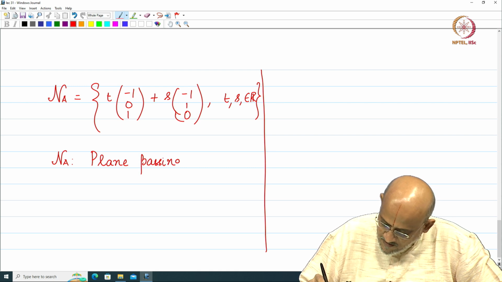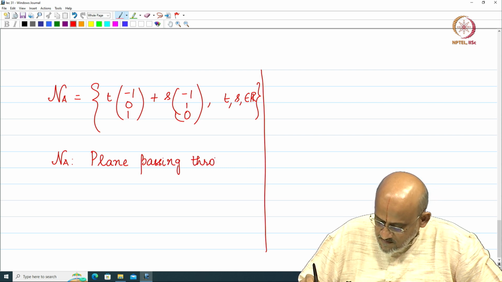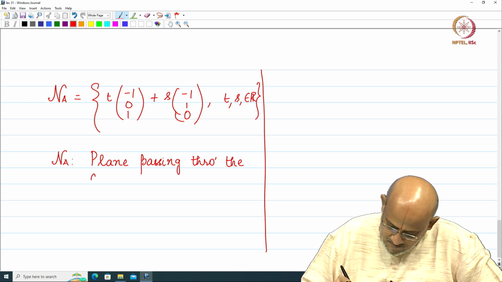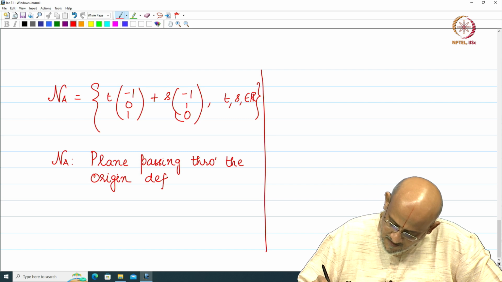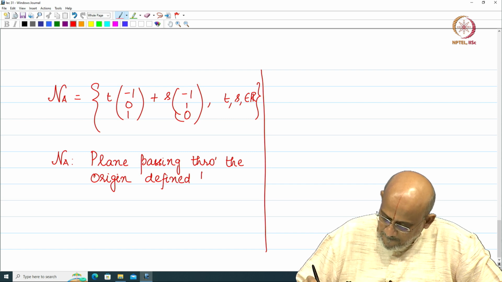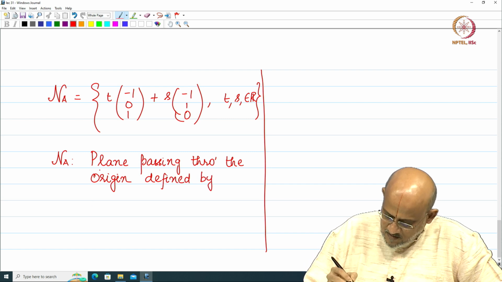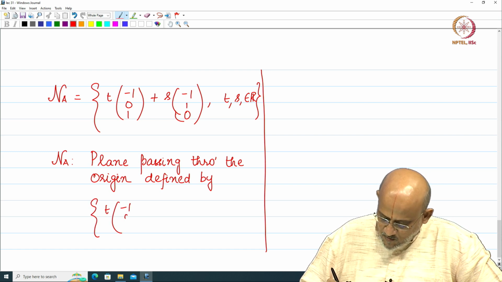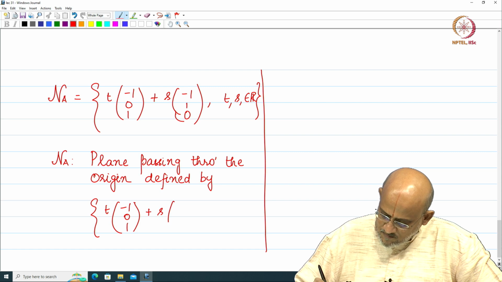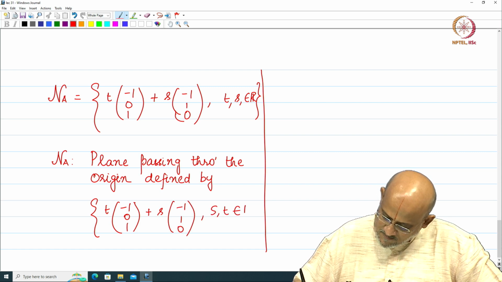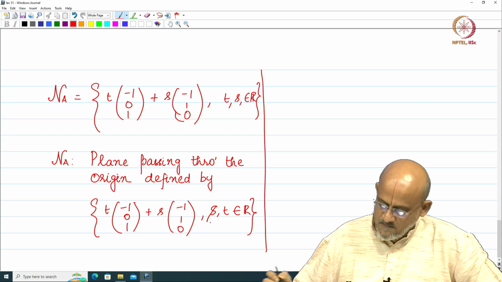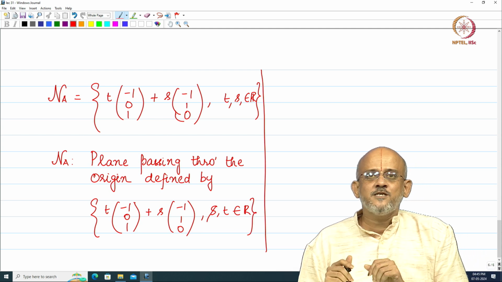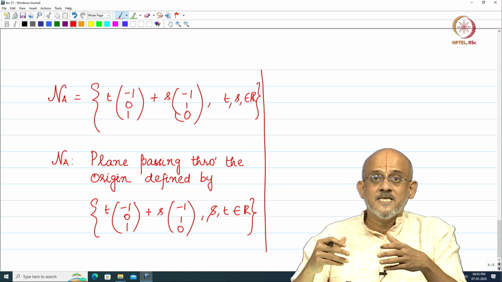plane passing through the origin defined by this, what is that, the linear combination of those vectors t times (-1, 0, 1) plus s times (-1, 1, 0), s, t real, right. Now this also is a subspace that we see.